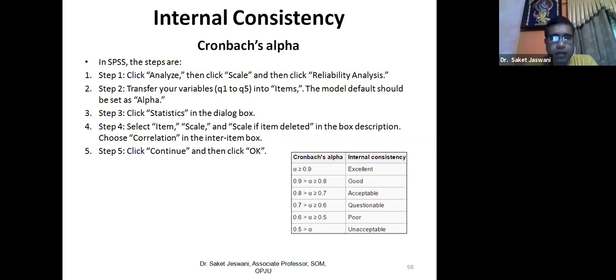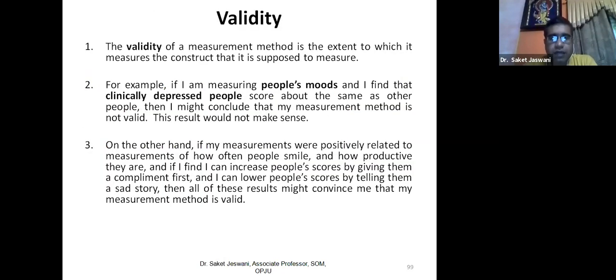Validity, I will give the break just after explaining this. Validity is the extent to which a measurement method measures the concept that it is supposed to measure. So what is the objective of what you are measuring? If you are measuring the intrinsic motivation of the employees, whether the instrument you formulated is exactly measuring the intrinsic motivation or not. This is what validity is.